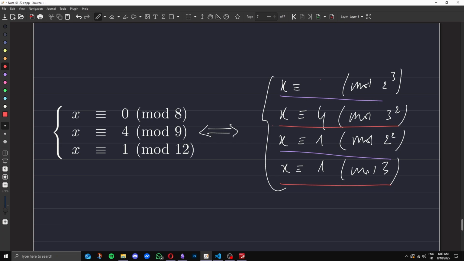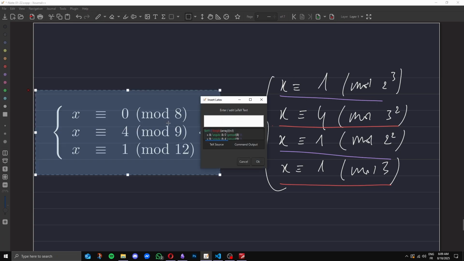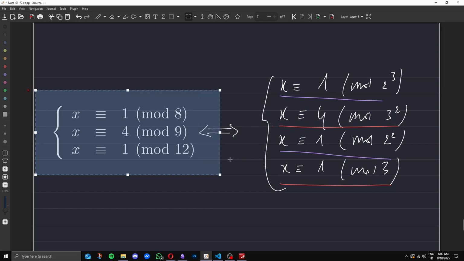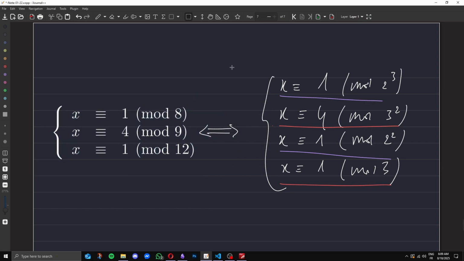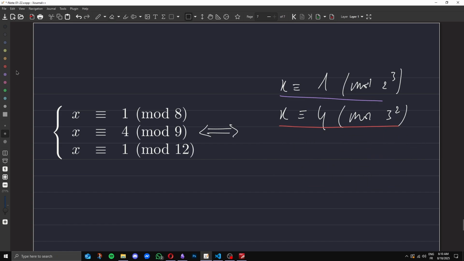Okay, so now let me change that. Let me change this to 1 here. Change the LaTeX as well, 1 here. Now, our system actually has solutions, and we can now safely remove the weaker ones. Good. Okay.